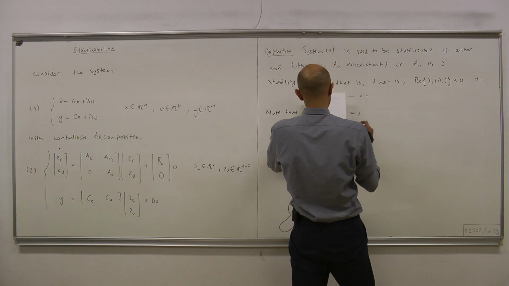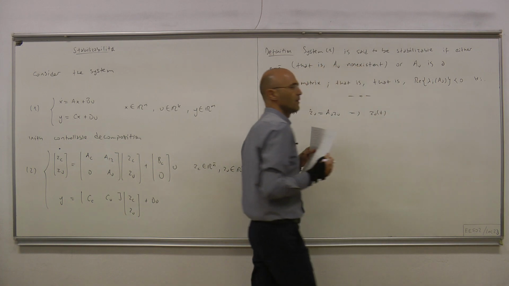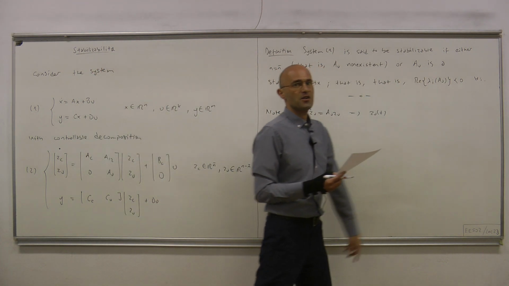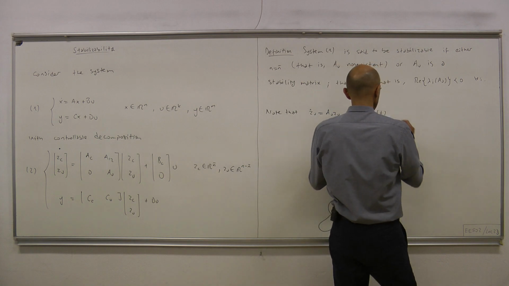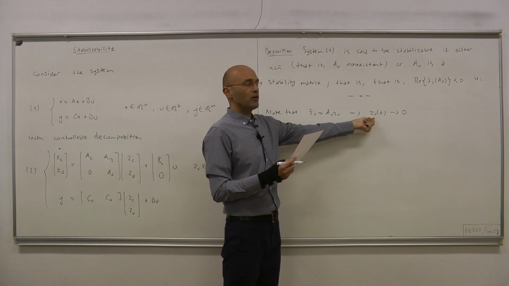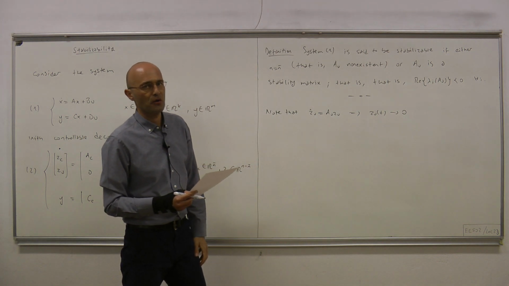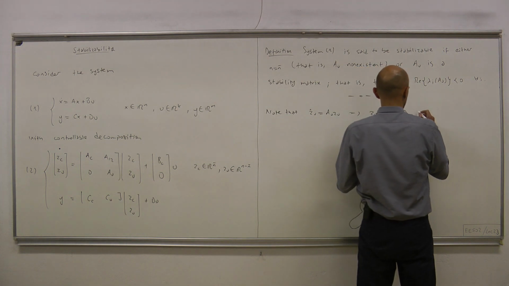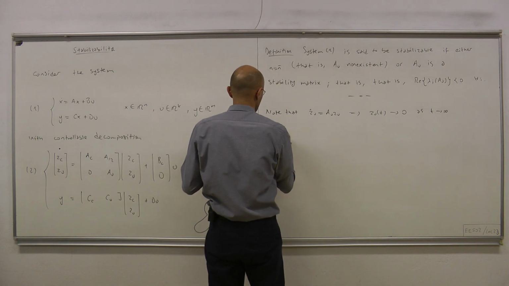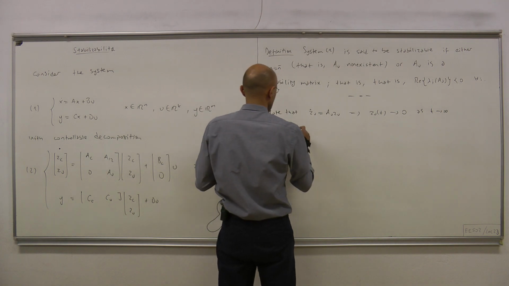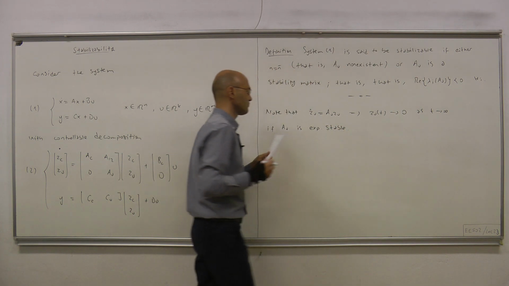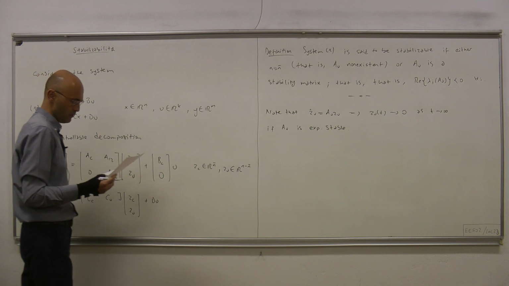That implies that if the system is stabilizable, that is, if A_U satisfies that condition, then the part of the state that we call Z_U will converge to 0 exponentially as t goes to infinity, provided that A_U is a stability matrix, with all eigenvalues having negative real parts.